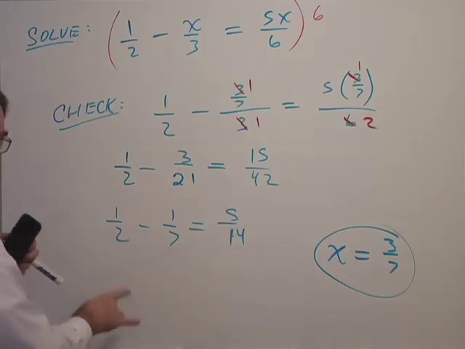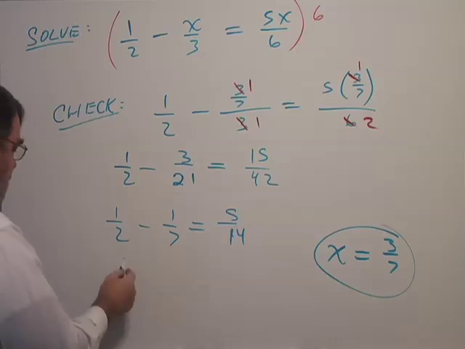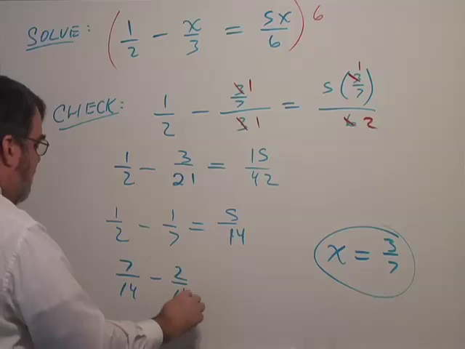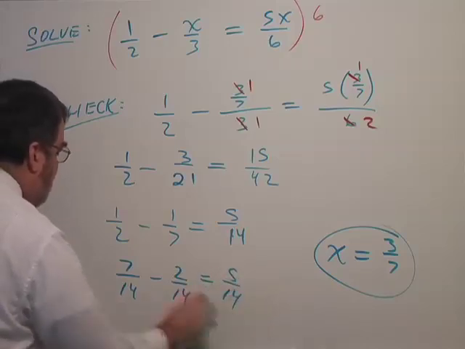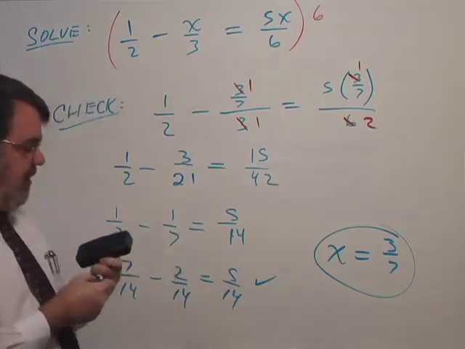Let's go ahead and finish. My common denominator will be 14, so 1/2 is going to be 7/14, and 1/7 is 2/14. And indeed, 7/14 minus 2/14 is 5/14. So there you go, it's checked.